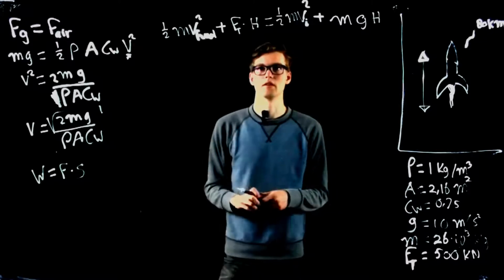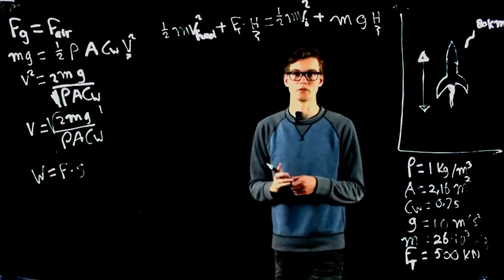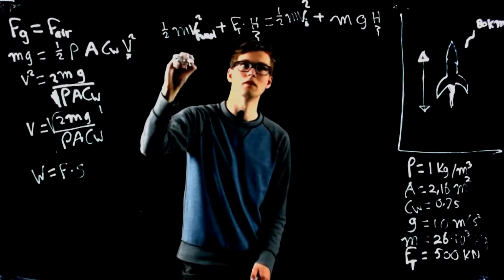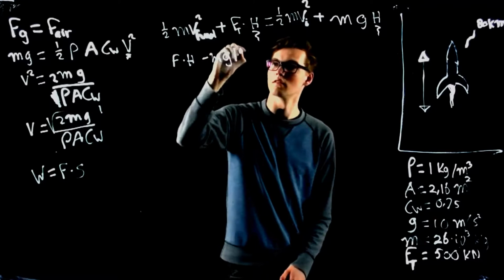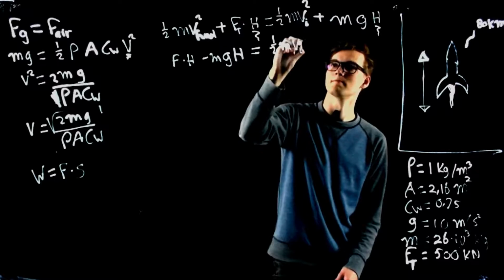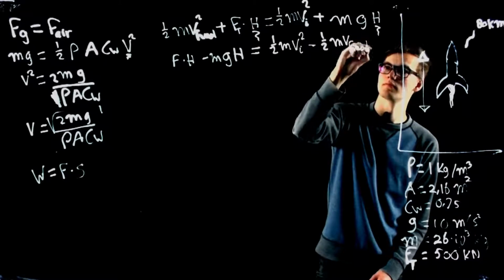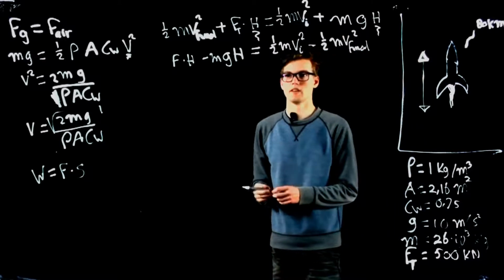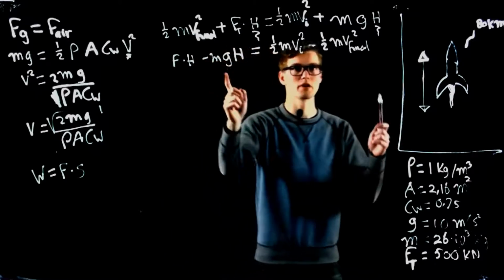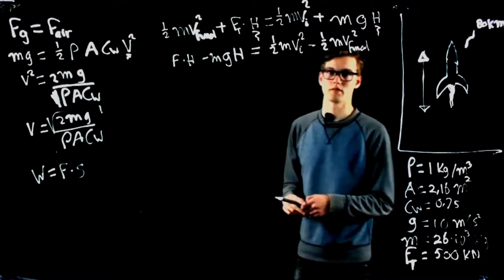Okay, so we want this height, because we want to know at what height the rocket should start firing. So we're going to say that this is equal to this. So we have now that the work done minus the potential energy of the rocket is equal to the kinetic energy in its initial state minus the kinetic energy of its final state.